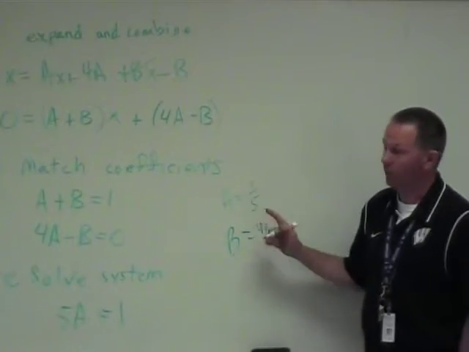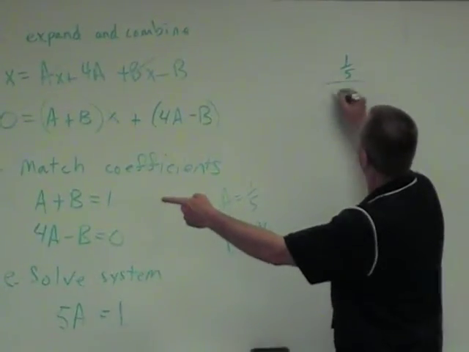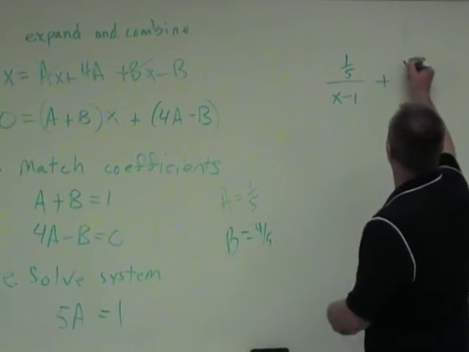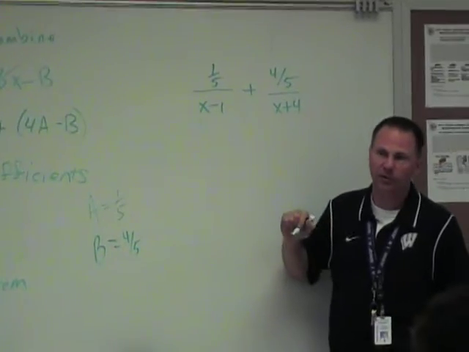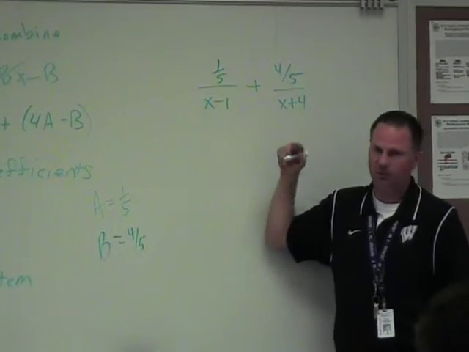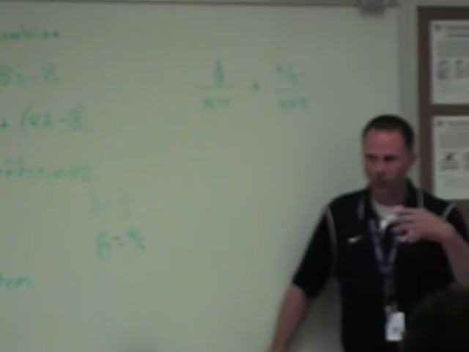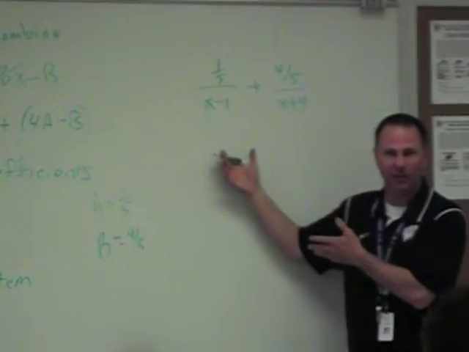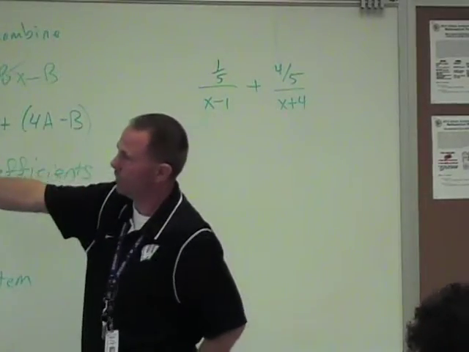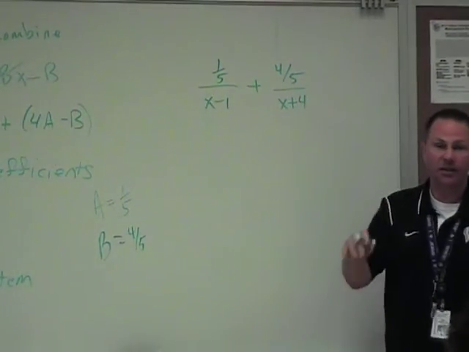Okay? So what is my answer? My true answer really is 1/5 over x minus 1 plus 4/5 over x plus 4. And that's where we're going to stop. Technically, you don't leave a fraction inside of a fraction. This is really 1 over 5 times x minus 1, and this is 4 over 5 times x plus 4. But we're not going to go from there. If you were to put these two together by finding a common denominator, you would end up with where we started, x over x squared plus 3x minus 4. Alright, so that's the process.